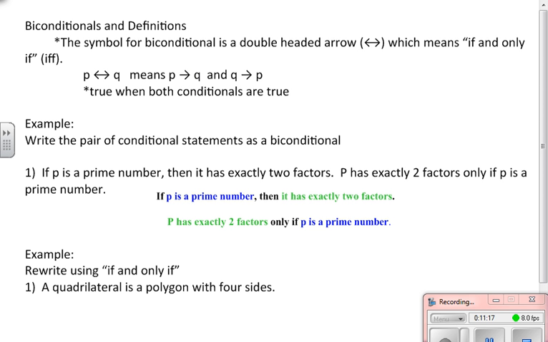So biconditionals and definitions will be covered in the next video.